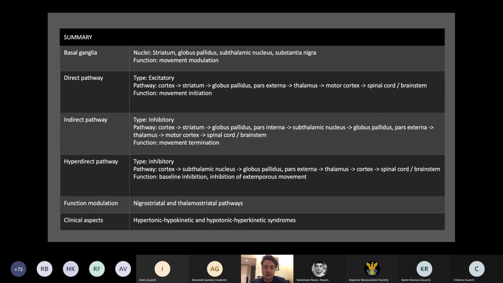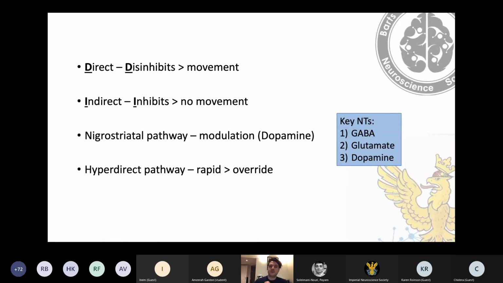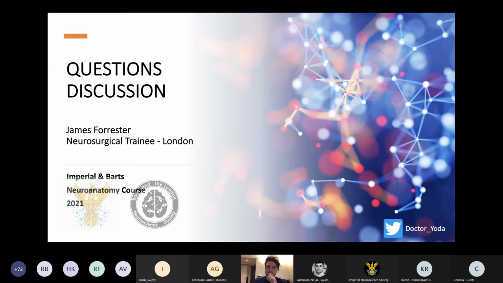So the function of that is either to stop a large, overly unwanted movement or to provide a baseline inhibition in keeping with and helping the indirect pathway. And then obviously the clinical aspects we have discussed. Now, I said I'd show you this slide probably three or four times. I think this is probably the third. This is the slide to take home, as well as the pictures of the direct and indirect pathway. The direct disinhibits, the indirect inhibits. And then the key neurotransmitters to take home are GABA, which is inhibitory, glutamate, which is excitatory, and dopamine, which is either D1 exciting or D2 inhibitory. And then obviously the hyperdirect pathway.